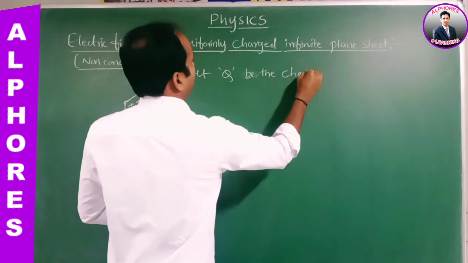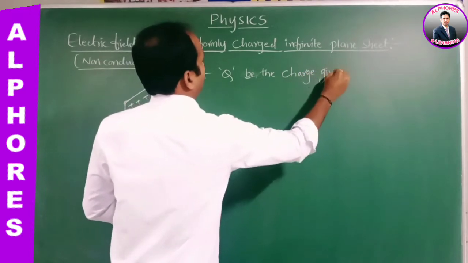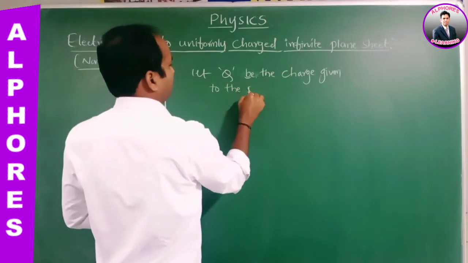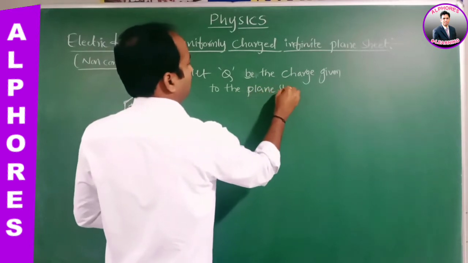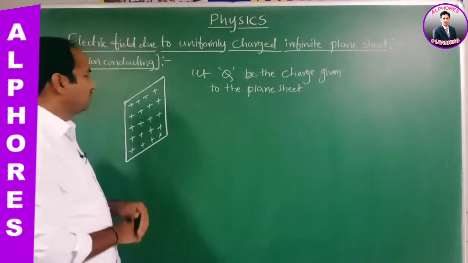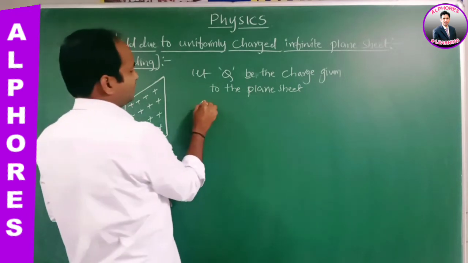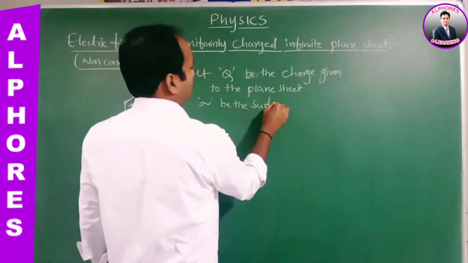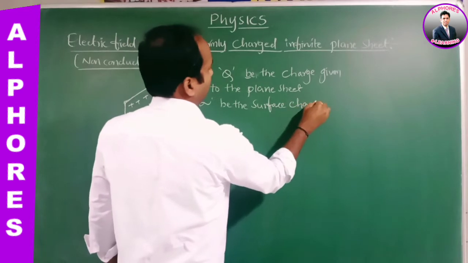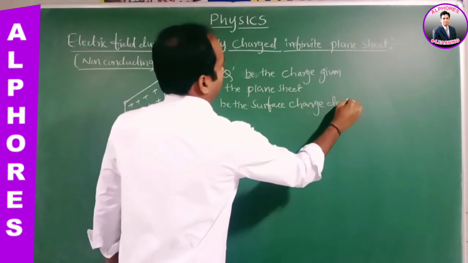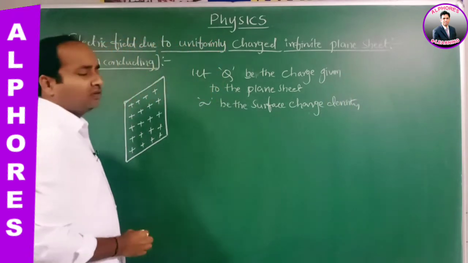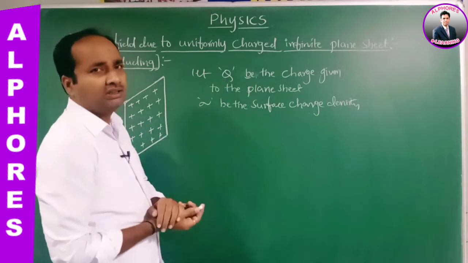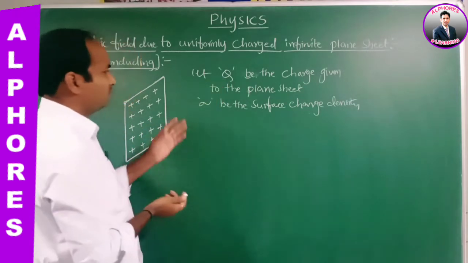Charge given to the sheet, and sigma be the surface charge density. What is sigma? We may write it as the charge per unit area. Q be the charge, and let A be the area of the plate.